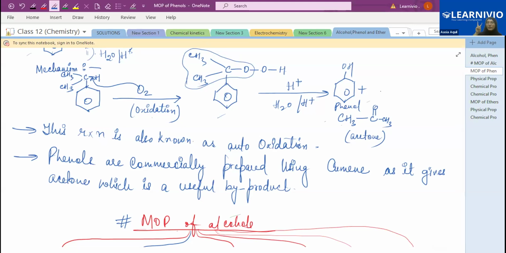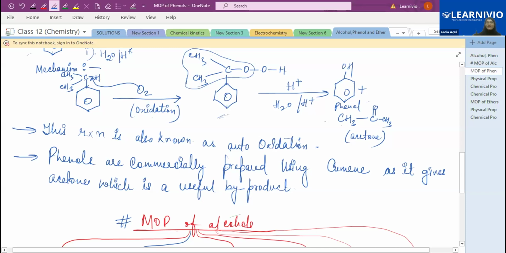you can achieve phenol by two steps. First step, you are supposed to add oxygen, means oxidation, right? And between the carbon and hydrogen bond, this CH bond, you are supposed to add two oxygens. Okay, so you will get this structure.